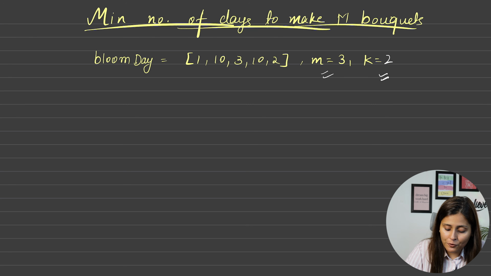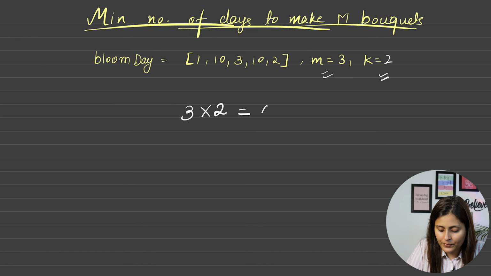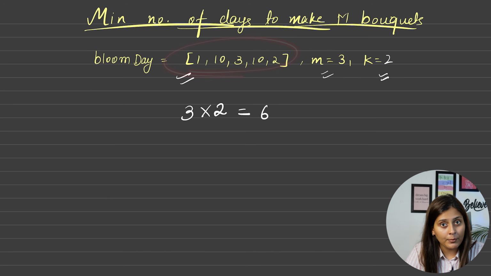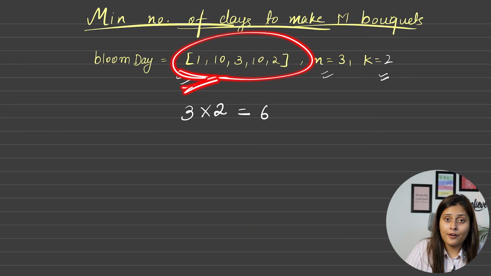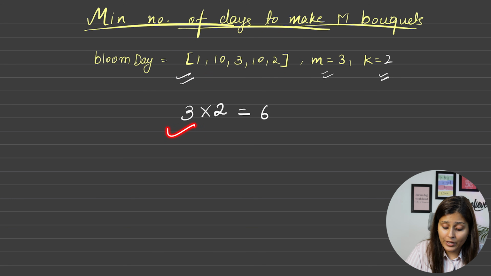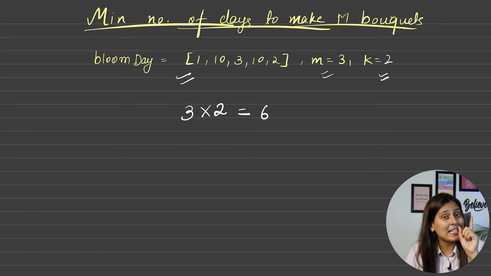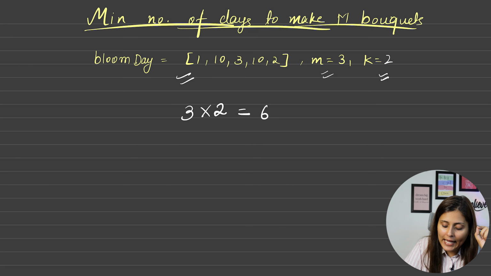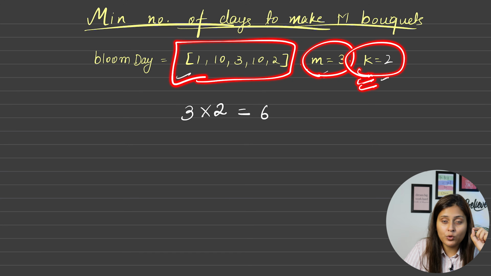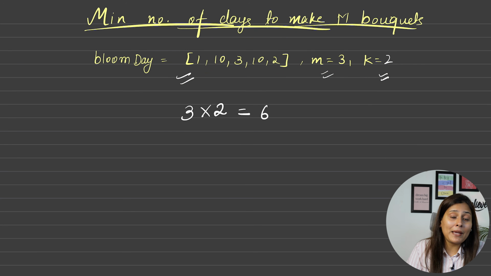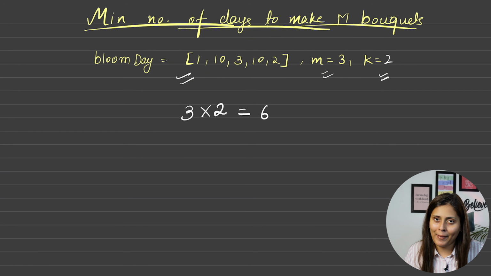What do you think? If you have to make 3 bouquets with 2 flowers each, how many minimum flowers do you need? 6. And what is the length of this Bloom Day? Bloom Day is nothing but the number of flowers. So if the number of flowers is 5, can you make 3 bouquets of 2 flowers each? For this you need 6 flowers, right? So that is a base case. If your M into K is greater than the length of Bloom Day, which is the number of flowers, it means you cannot make M bouquets, and hence you have to return -1. That will be our base case, remember that.